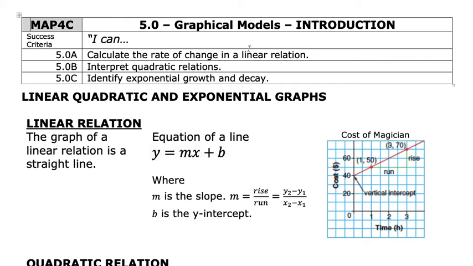MAP4C 5.0 graphical models. What we're going to do in this chapter is investigate linear, quadratic, and exponential relations as equations, as a table of values, see some of their applications, as well as develop regression models that fit this type of data. So, to start off with linear relations, the graph of a linear relation is a straight line.